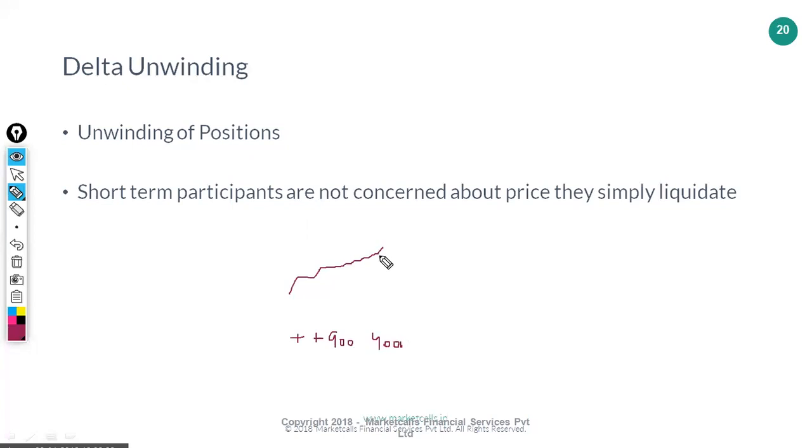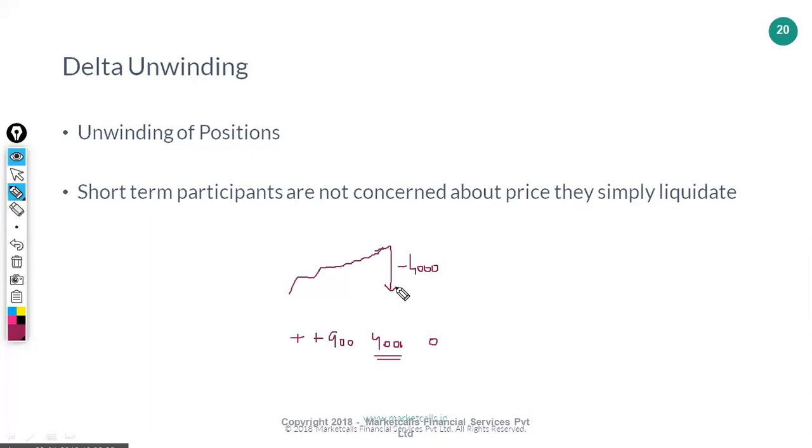4000, and the market keeps moving up. And in one of the candles, there will be a sharp cut coming in. All of a sudden you will be seeing that the entire 4000 cumulative delta becomes zero. That means a delta unwinding is happening. Only in this candle you'll be seeing 4,000 lots of sellers got out, meaning some participants are liquidating their positions. Mostly they are short-term participants. They're not concerned about the price. When the price is breaking a certain level which these participants are not comfortable with, they just unwind their trades.